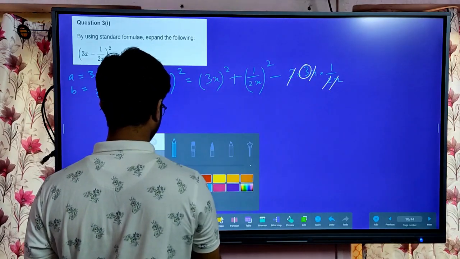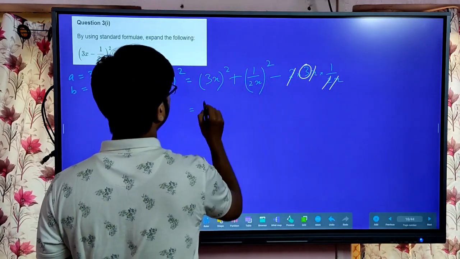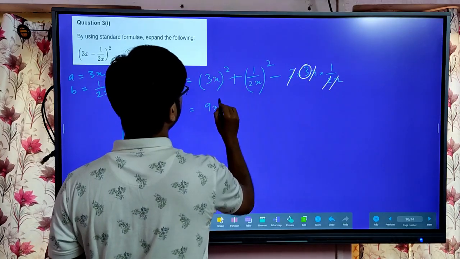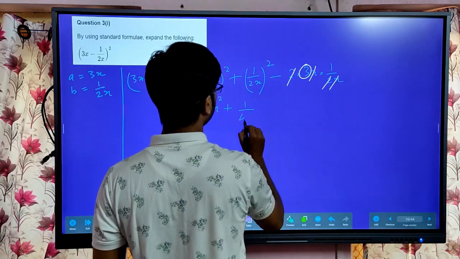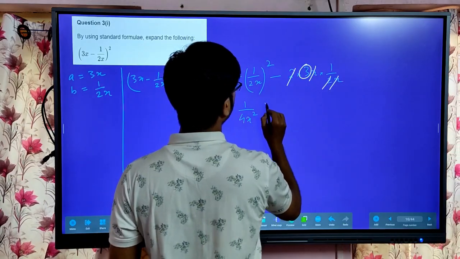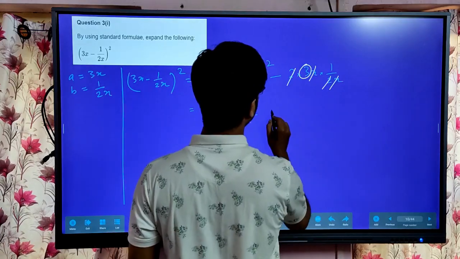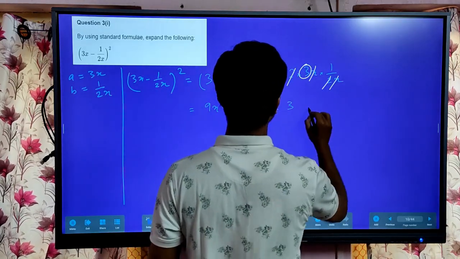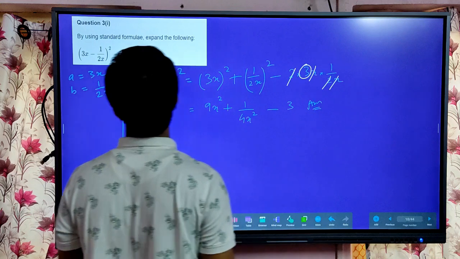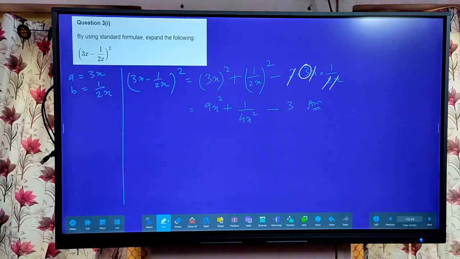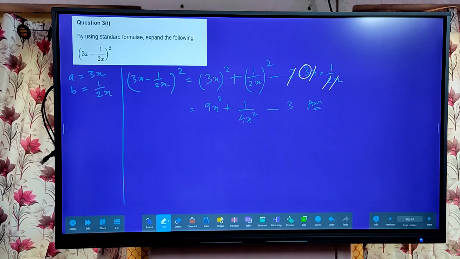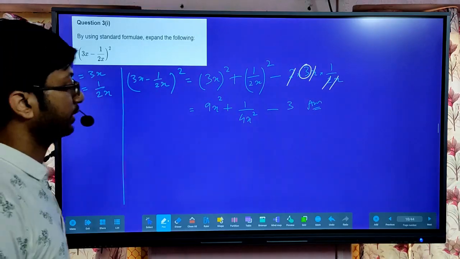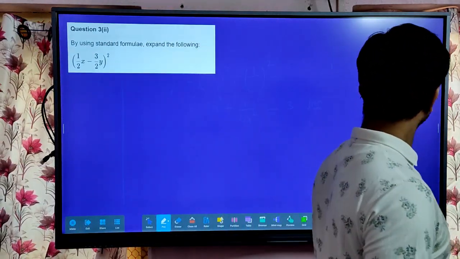So next step it will be equal to 9x square plus 1 by, 1 square is 1, so 1 by 4x square. So it will be minus 3. I think this will be the answer. Okay, this will be the answer. If it is clear, you can note it down, pause the video. Let us move on to the next question.